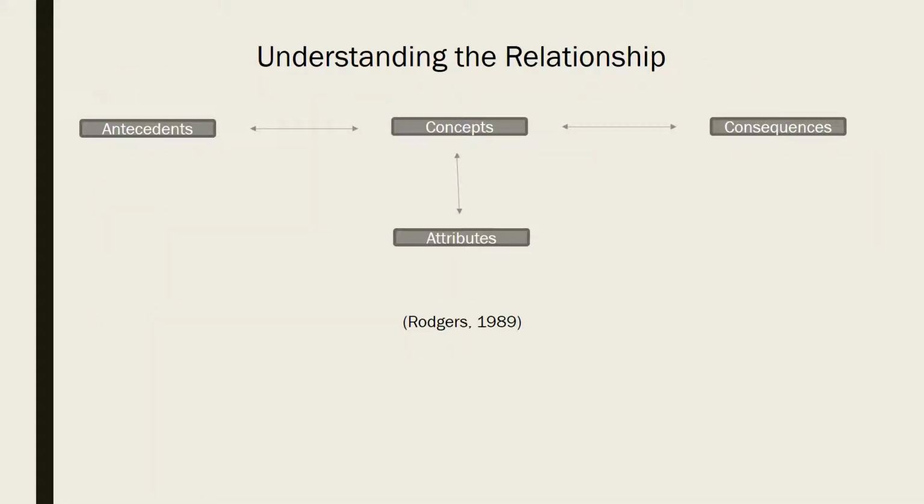So understanding the relationships. The antecedents have a relationship with the concepts, with the attributes, with the consequences. So sometimes, if you're a visual learner, this might make a bit more sense, how all of these affect what the concept is.